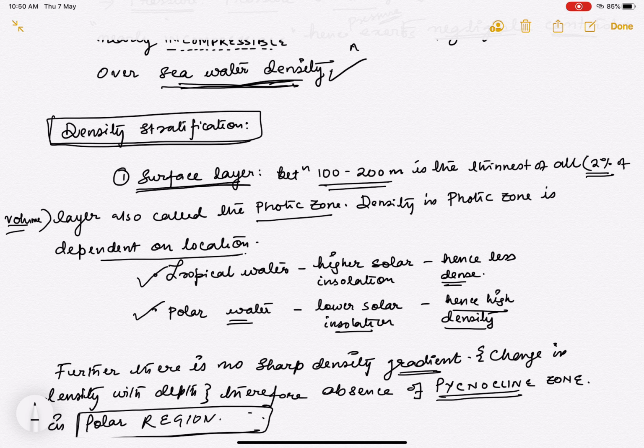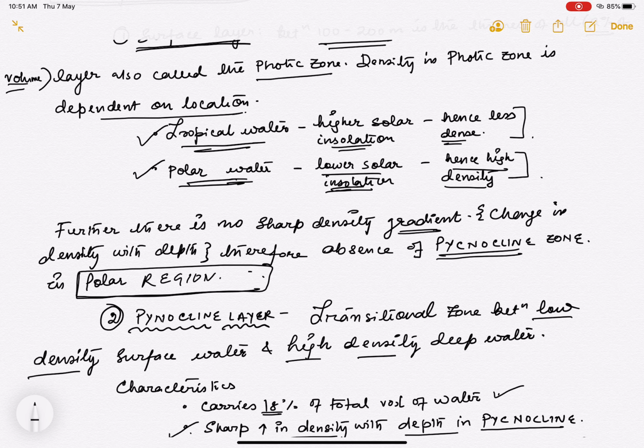Next, density stratification. Number one, the surface layer between 100 to 200 meters is the thinnest of all layers, also called the photic zone. Density in the photic zone is dependent on your location. I hope you get this. In the tropical water, higher solar insolation, hence less density. In the polar water, lower solar insolation, hence high density. Again, further, there is no sharp density gradient, that is change in the density with the depth. Therefore, the absence of the pycnocline zone in the polar region.